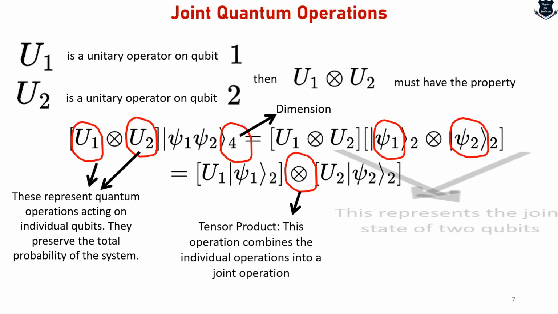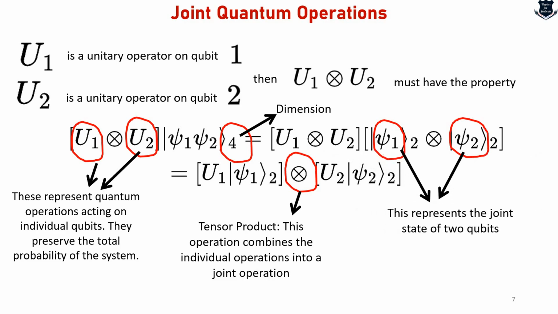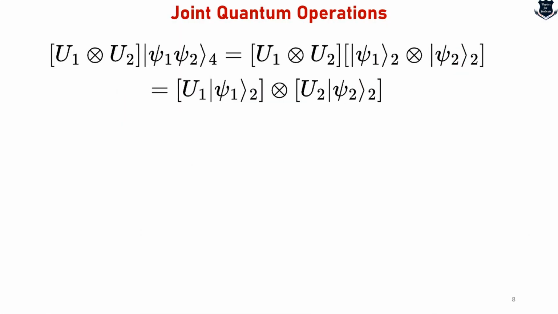Now this psi1 and psi2 actually represent the joint states of the qubit system, and this u2 is basically acting on qubit 2, which is 1 and 2. So from here, let us rewrite the equation on a fresh page.